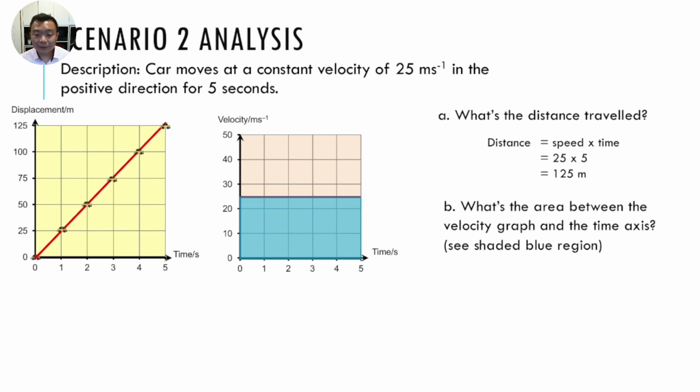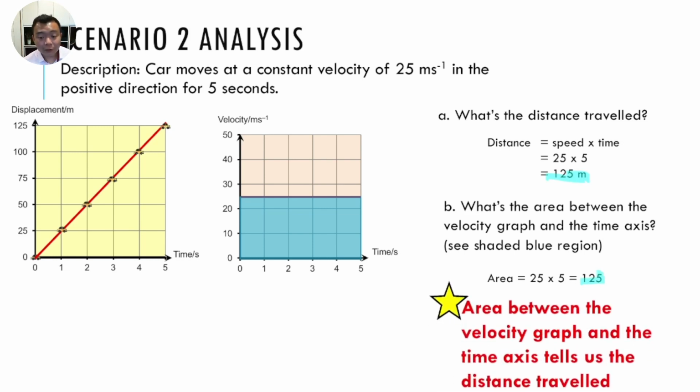All right. So by using a simple length times breadth formula, you can figure out that the area between the velocity graph and the time axis is 25 times 5, 125. Notice a pattern here, 125 at the top and 125 over here too. So therefore, there's this conclusion from this simple example. The area between the velocity graph and the time axis actually tells us about the distance traveled. All right, so this is something important that you should take note. So I put a star in the video.